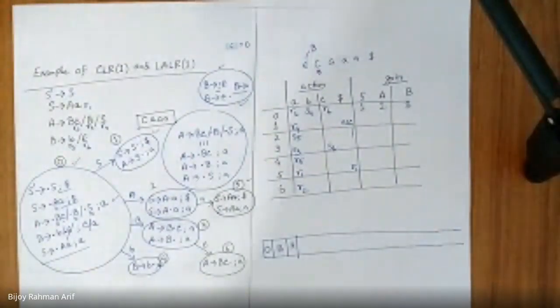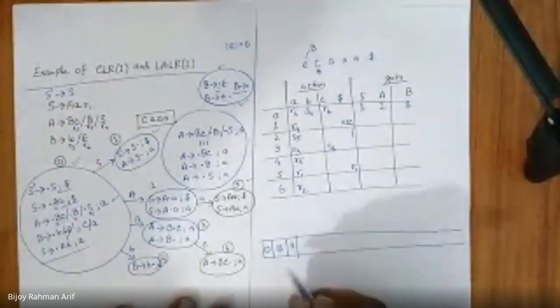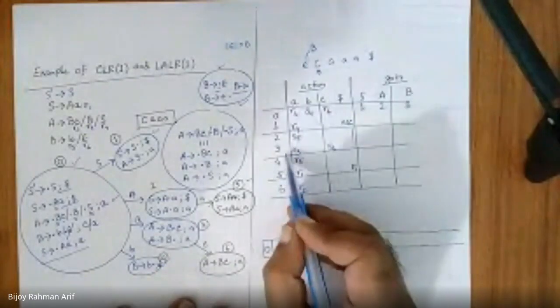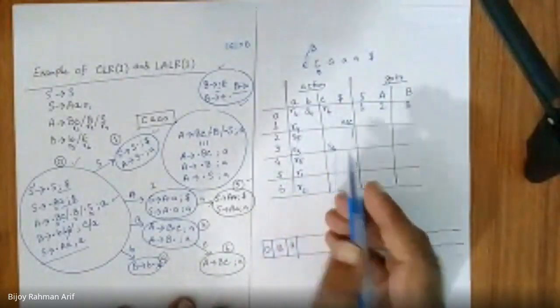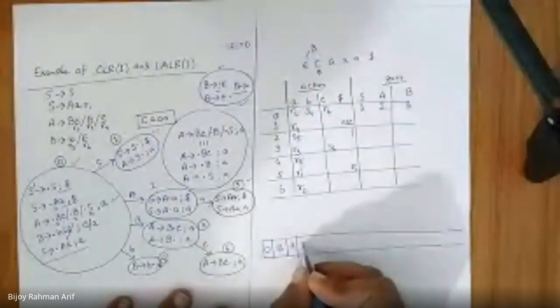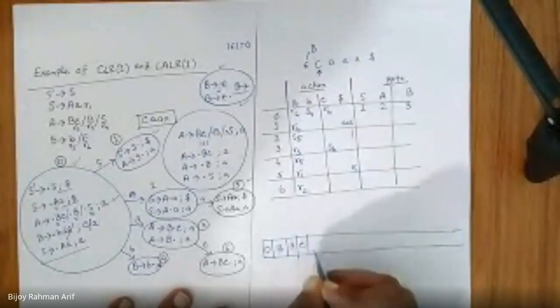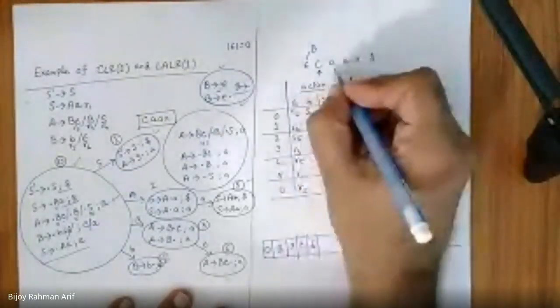And then we can convert that right hand side epsilon to the left hand side. So that is the thing. That's why this example is important. Now 3 is seeing C. What is the case? Shift 6. So I'm going to shift small c, go to state 6 and move the lookahead.